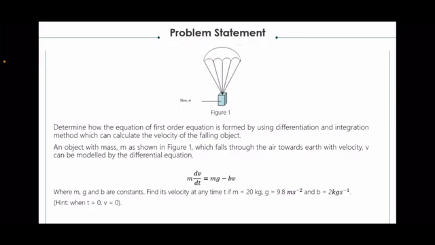There are constants used for this equation, and as you can see down there, it is written that when t = 0, v = 0. So now we have already seen the question. How can we solve it? Let's move to the methodology.